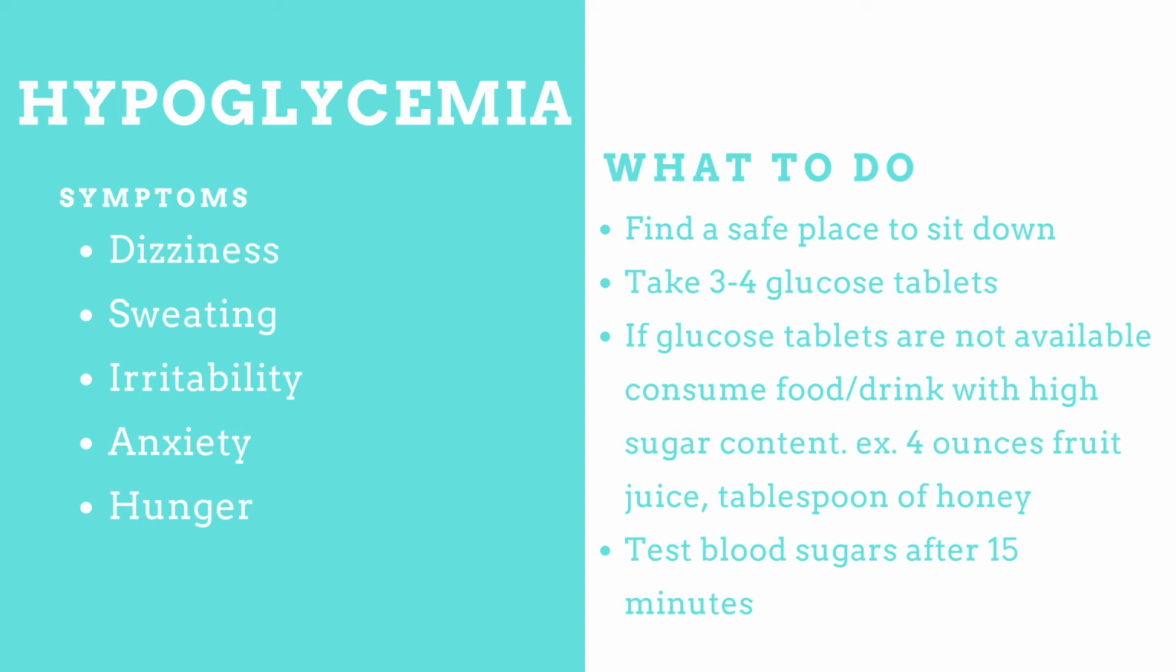What to do when you experience these symptoms? Firstly, find a safe location to sit down. If you have glucose tablets, take 3 to 4. If these are not available, eat or drink foods with high sugar content, such as 4 ounces of fruit juice or 1 tablespoon of honey, or table sugar dissolved in water. Liquids will reverse the effects of hypoglycemia faster than solids.